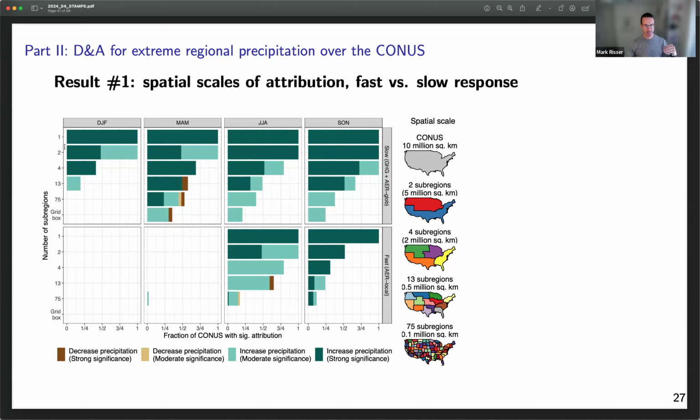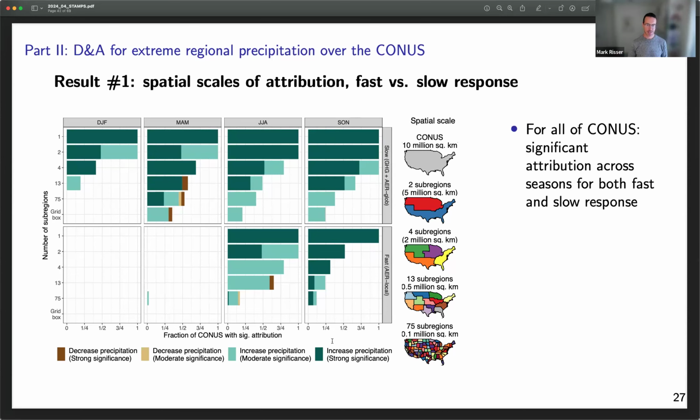As you move from top to bottom on this figure, we're decreasing the spatial scale. So we start where we just have one region, the entire CONUS, and then we divide it into 2, 4, and so on. On the x-axis, we have the fraction of the US where we have a significant attribution conclusion. And finally, the color indicates whether that is leading to increases or decreases.